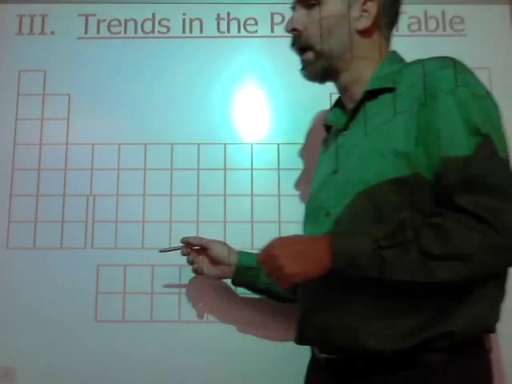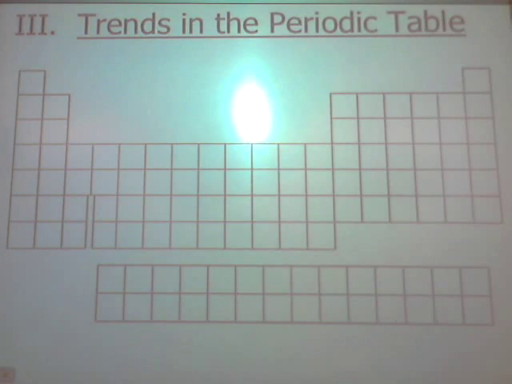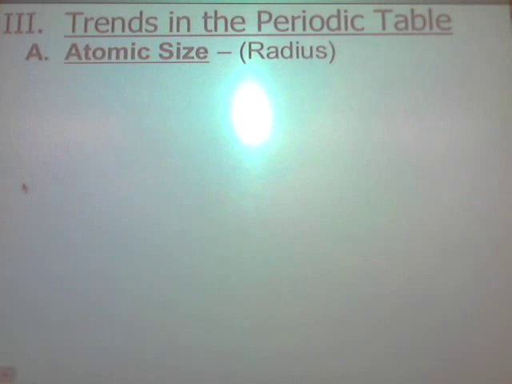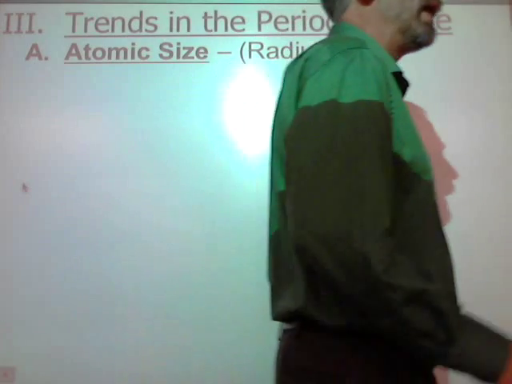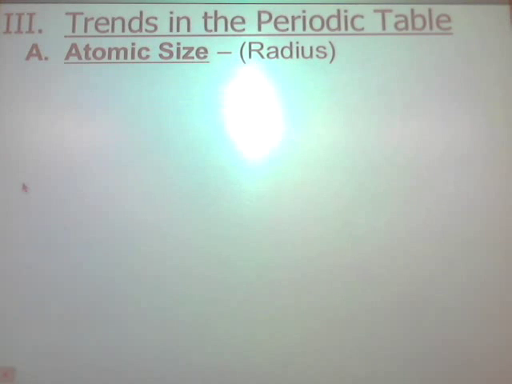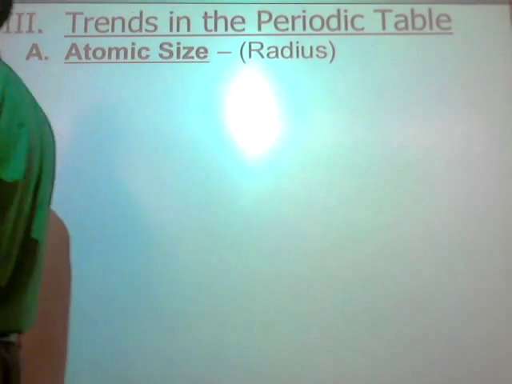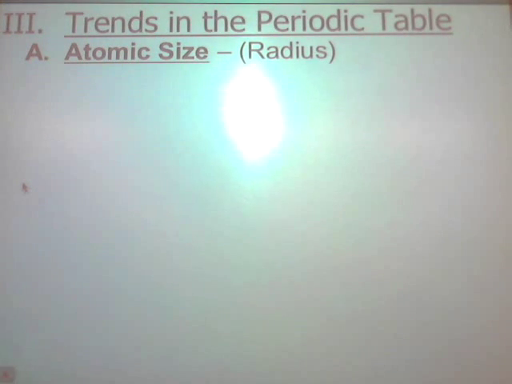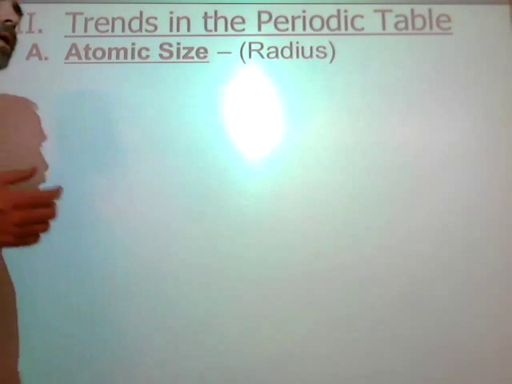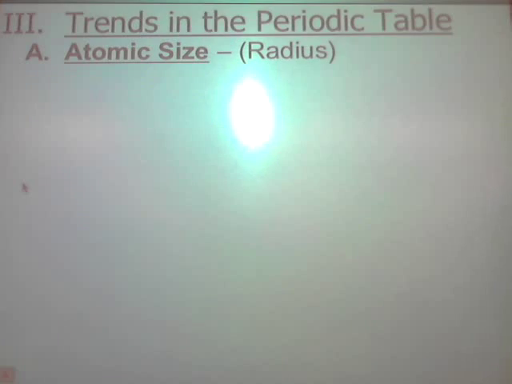All right, so I'm going to talk about, right now, four trends. I'm only going to get to one of them today. I'm going to do one trend today, and that is going to be atomic size. I can tell how big they are. And you might think, well, this has got to be easy. I can predict this. And you're right, and you're wrong. Some of the atomic size stuff is blatantly obvious and easy, and others are deceptively confusing as to what would happen when you go across or down a periodic table.